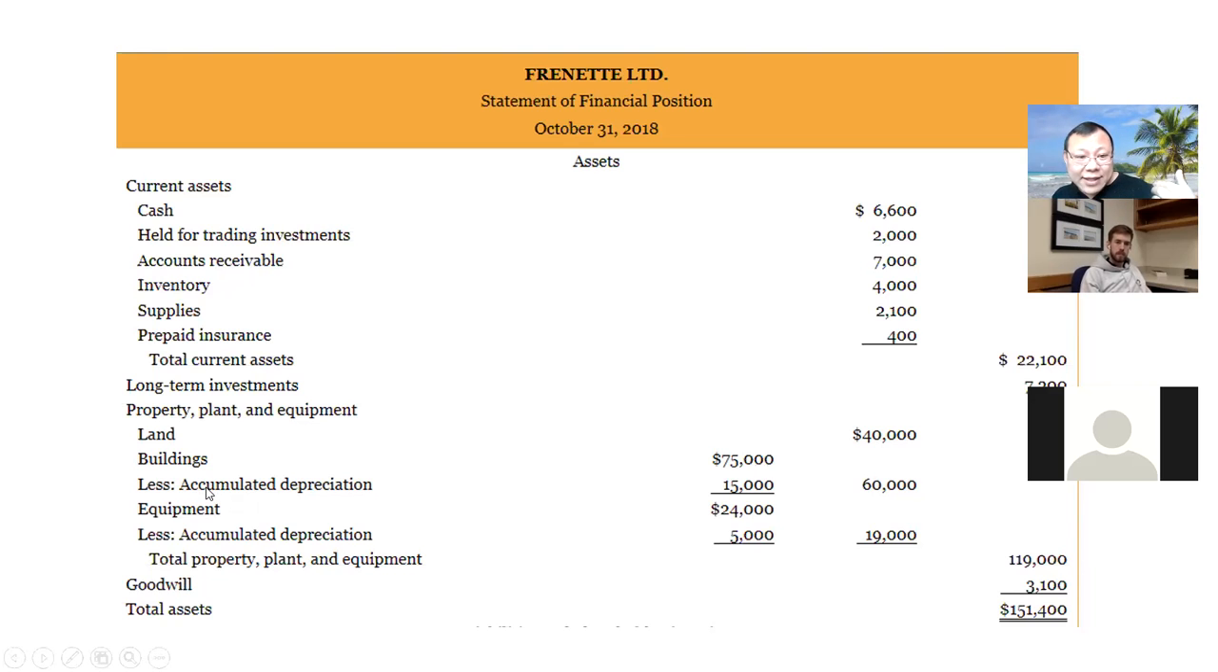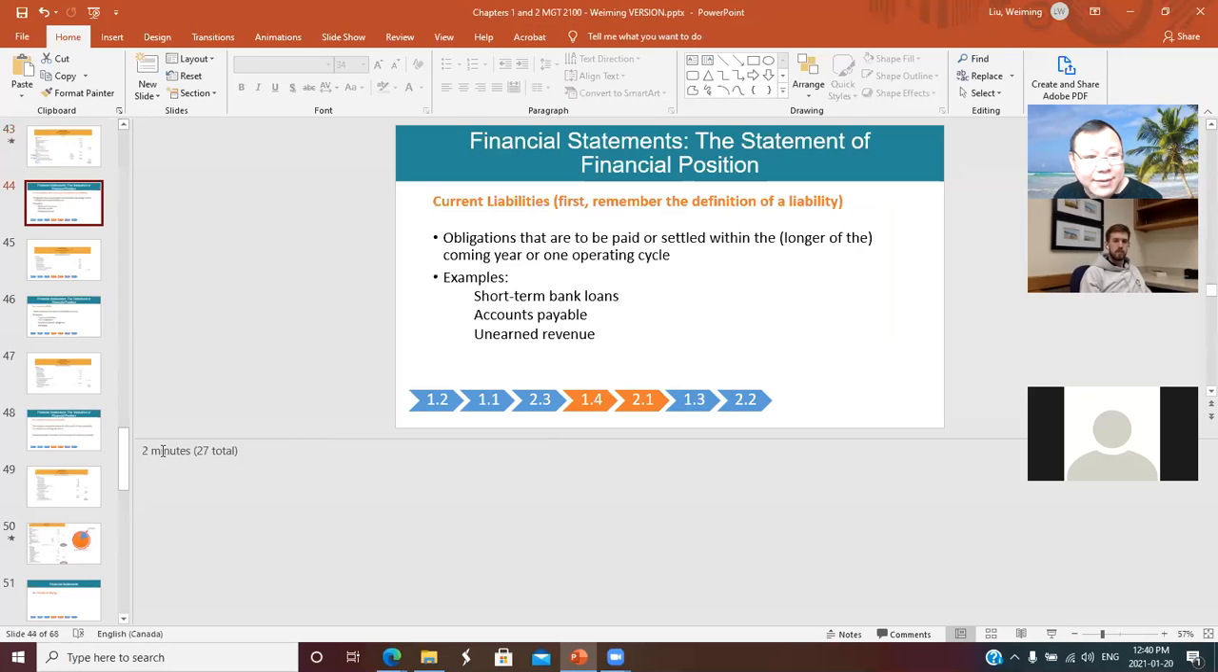Then the second account is called accumulated depreciation. This is a contra asset account because it's a reduction. That means how much depreciation has been recognized to date. The difference between the two is called the carrying value, or carrying amount. 75 and 15, the difference is 60. So when you report 60, you are saying the building is now worth 60,000. That's something really important. I want to quickly refresh your knowledge on that.